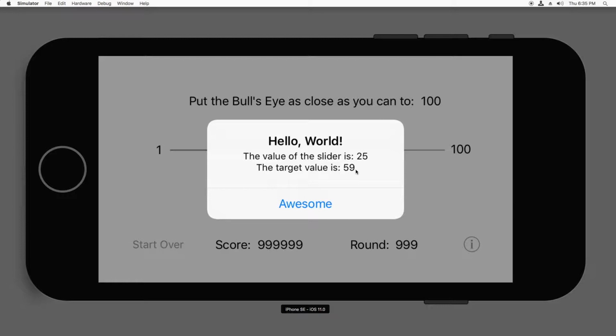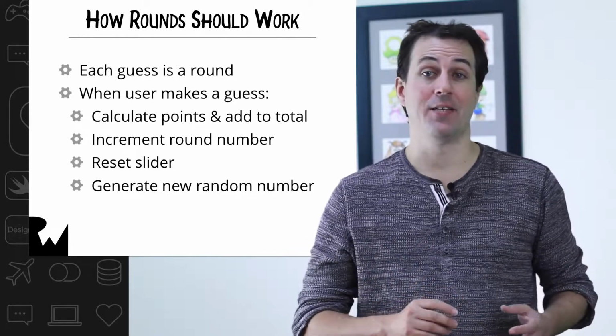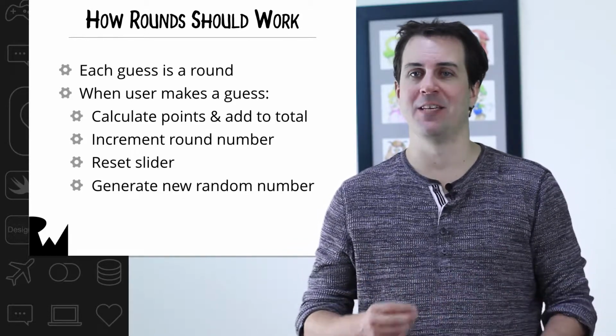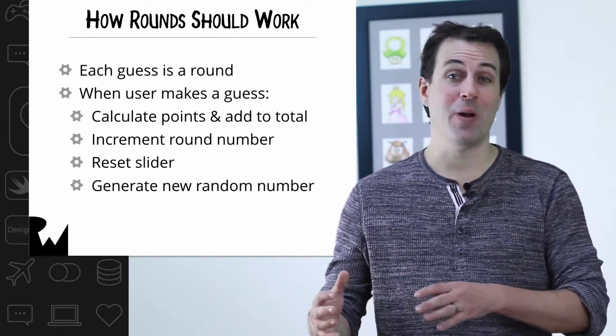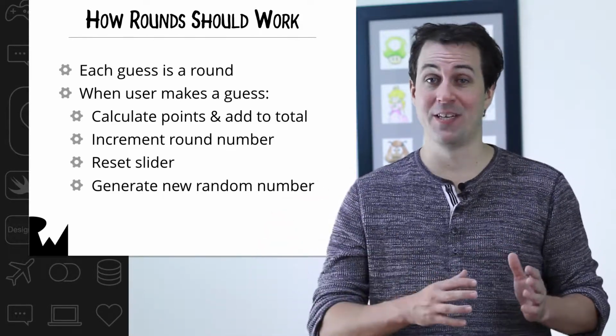But first, let me explain how rounds should work. Here's how the game should work. In this game, each guess is a round. Whenever the user makes a guess, you should calculate the points for this round and add it to the total score. Then you should increment the round number, reset the slider, generate a new target value, rinse, and repeat.